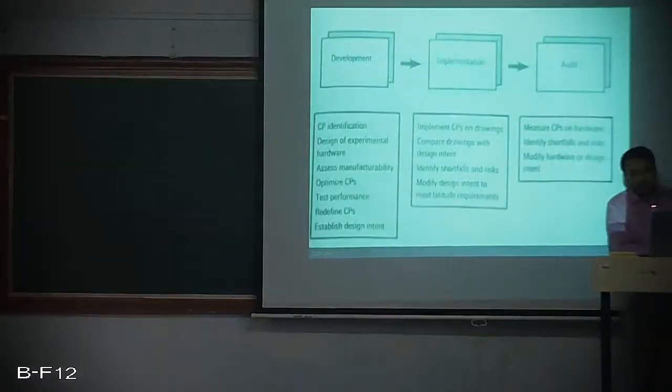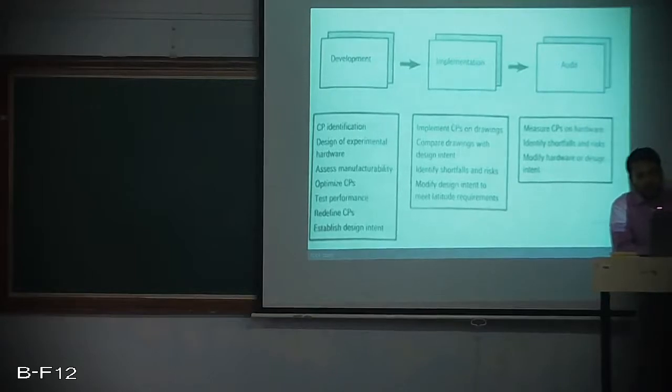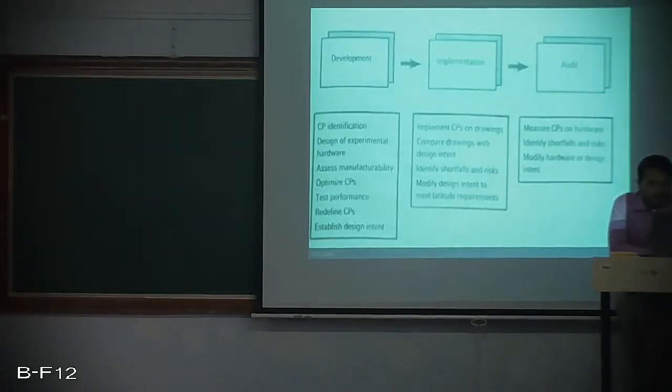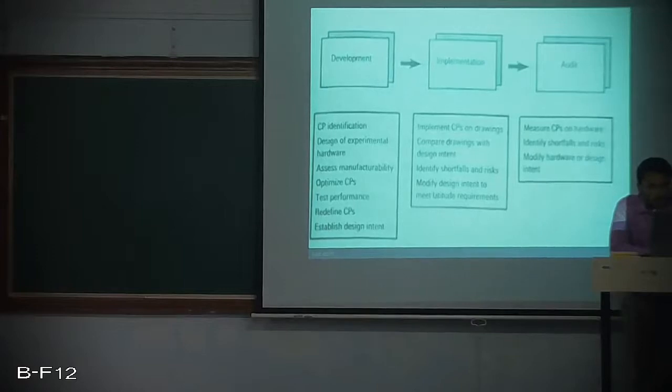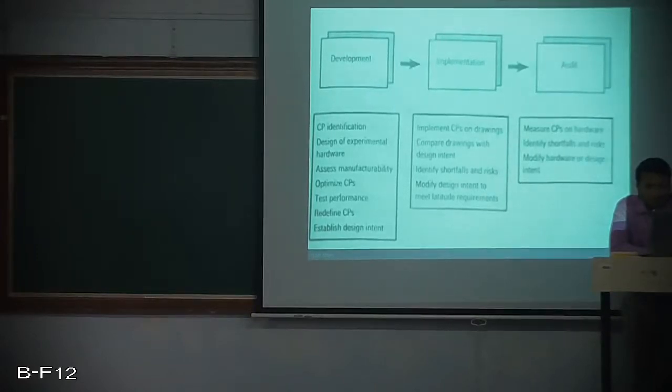This is how it looks: the development phase, the implementation phase, and the audit phase. In the development phase, we said CP identification and design of experimental hardware take place. You assess manufacturability, optimize CP, test performance, redefine CP, and establish design intent. All these things we have discussed come under development. If you want to represent it in diagrammatic format, this is how you represent it.